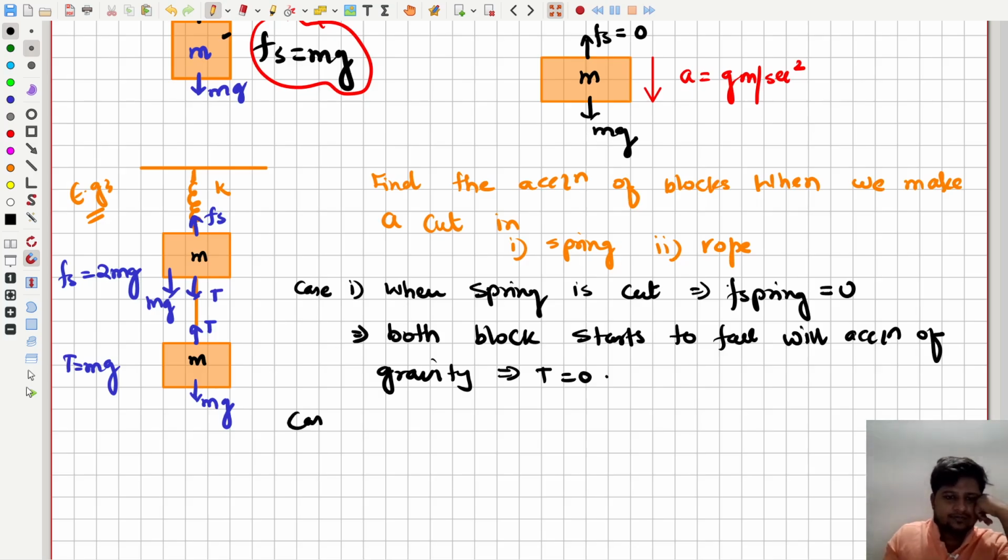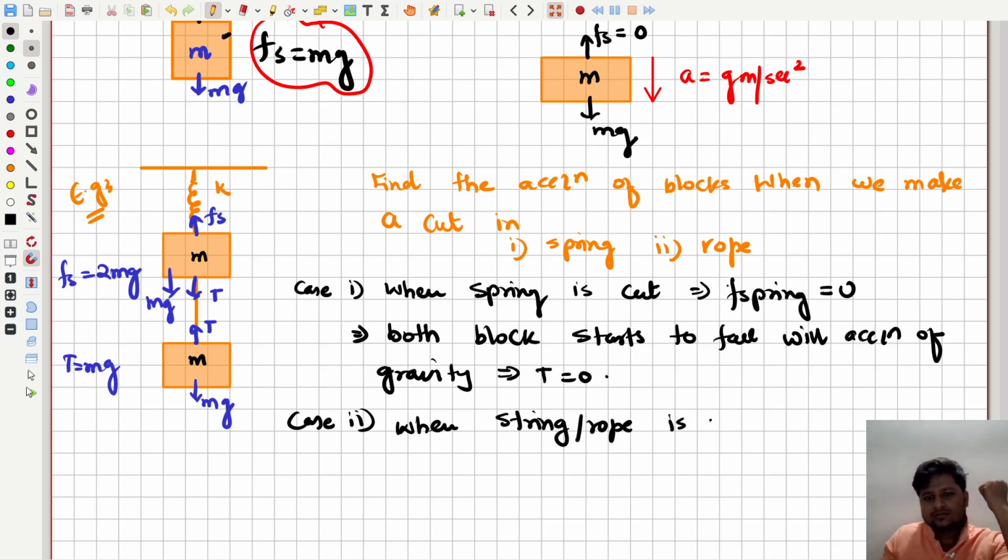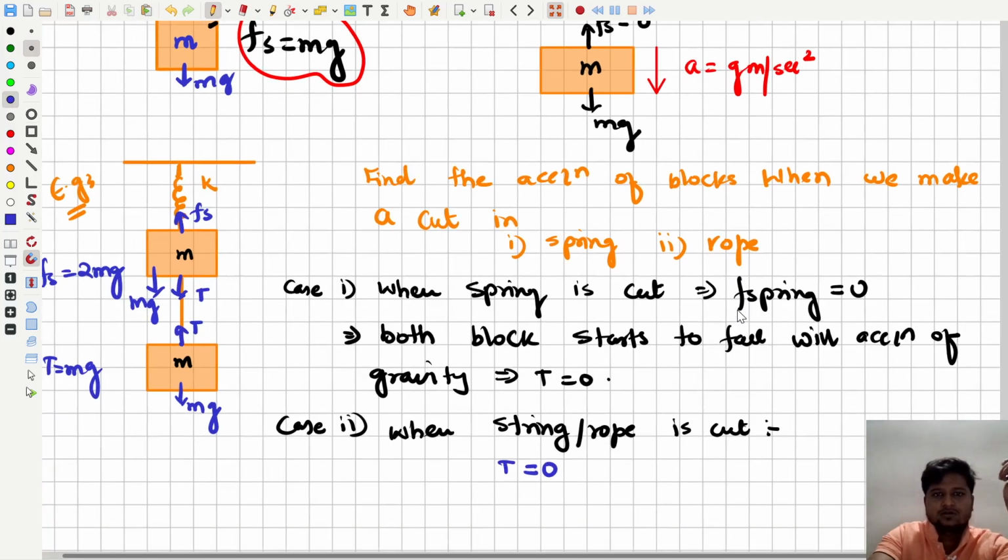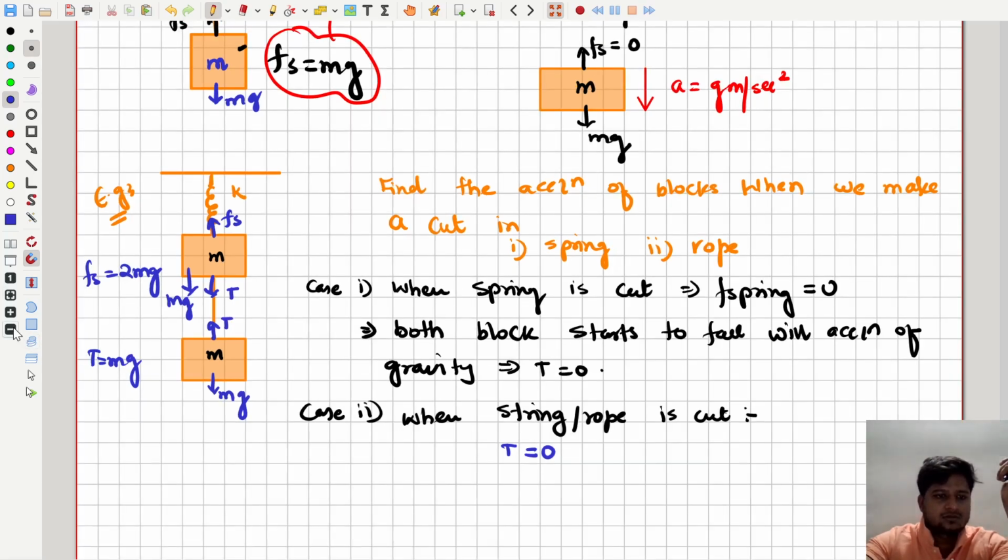In case 2, when a string or rope is cut, then this implies what becomes 0? Tension becomes 0. Okay. Alright.